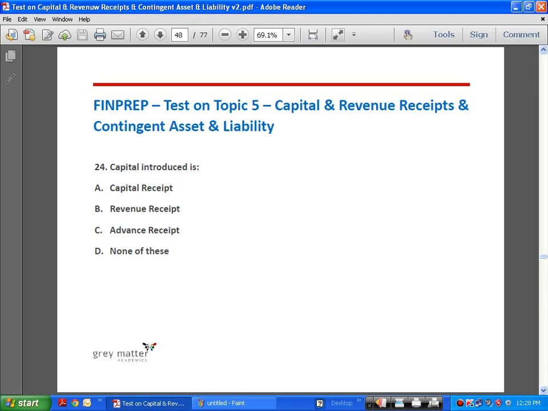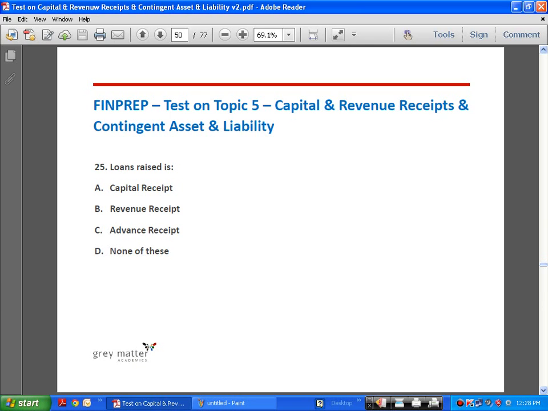Capital introduced is okay. So capital introduced is a capital receipt, right? Because it does not relate to an operating activity, it is a financing activity of the business, because capital is brought into the business in order to finance the purchase of various assets of the business. So capital introduced is a capital receipt.